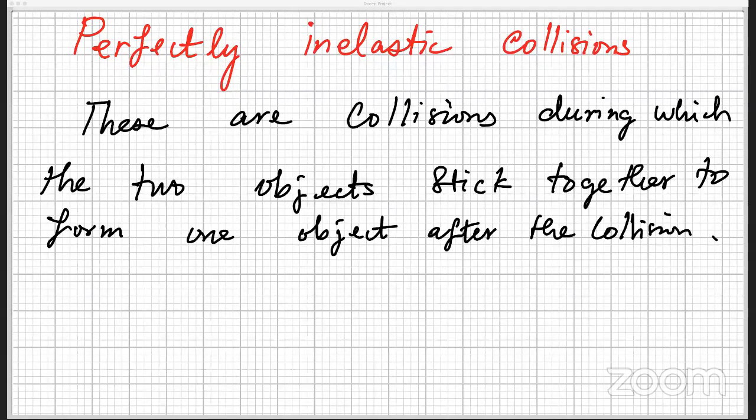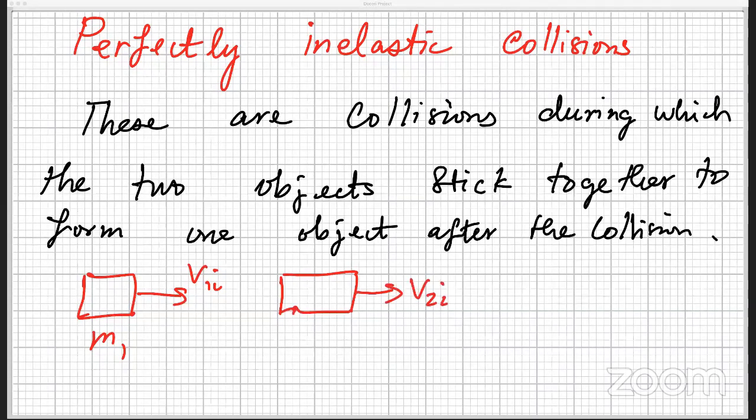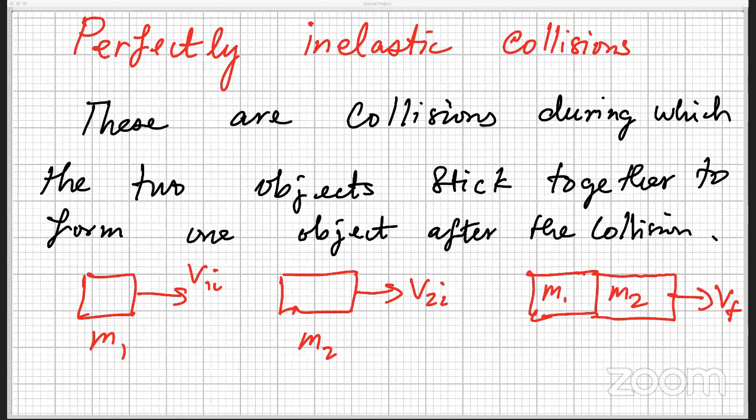So basically you have object number one, you have object number two, and then after the collision, object number one and object number two become one object. And then the two objects have one common final velocity.